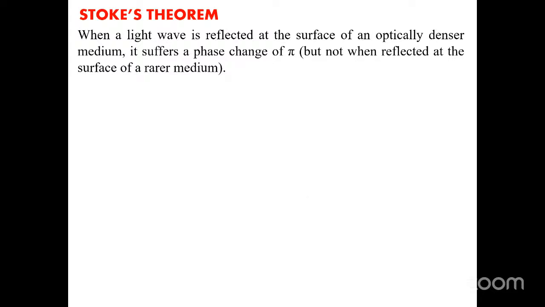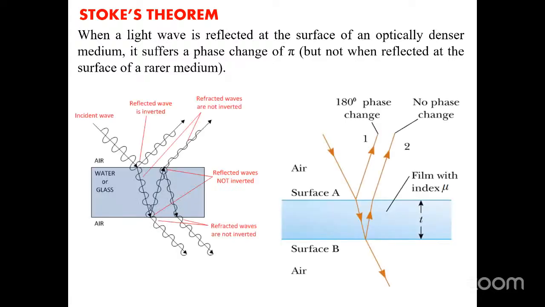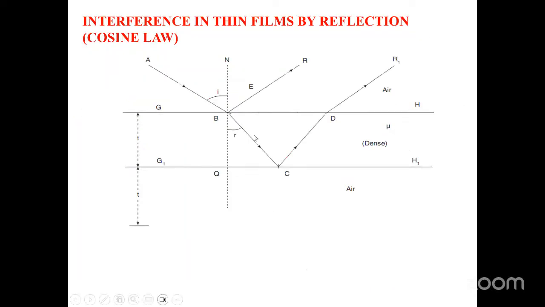Next, Stokes theorem, which is not in our syllabus. Next, cosine law, most important. Interference in thin films by reflection. As we were discussing yesterday, today you can see here GH and G1H1. The thickness of this layer may be small t, very small t, below and above.